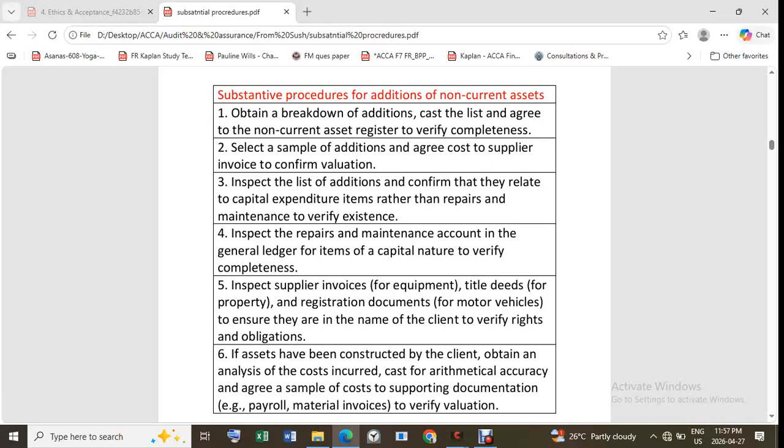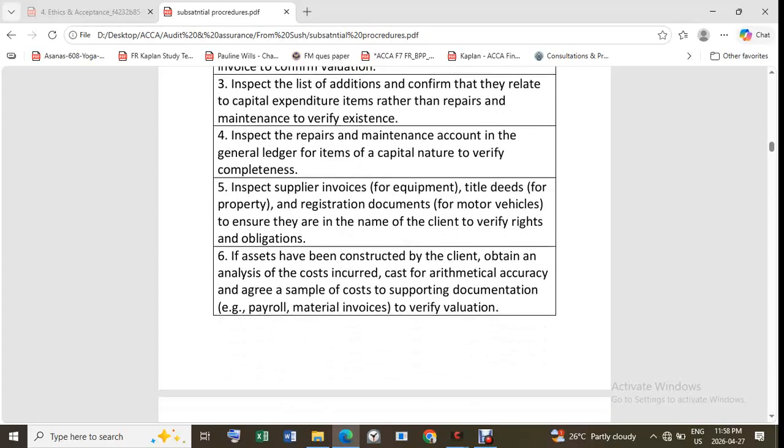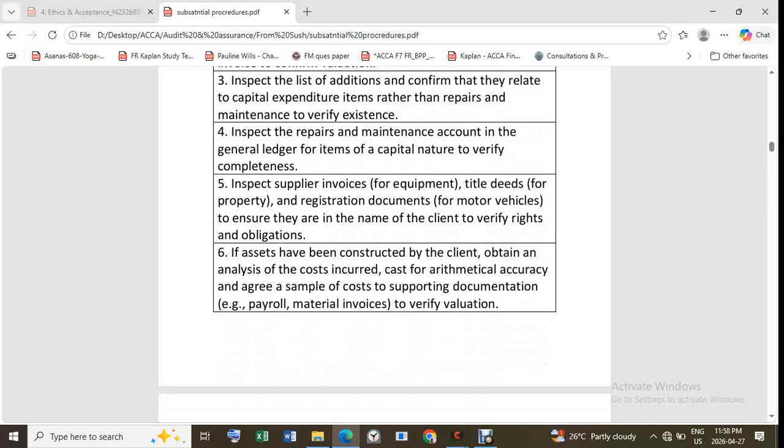Obtain a breakdown of asset additions, cast the list and agree to non-current asset register to verify completeness. Select a sample of addition and agree cost to supplier's invoice to confirm valuation. Inspect the list of additions and confirm that they relate to capital expenditure item rather than repair and maintenance to verify existence. Inspect the repairs and maintenance account in general ledger for item of capital nature to verify the completeness.